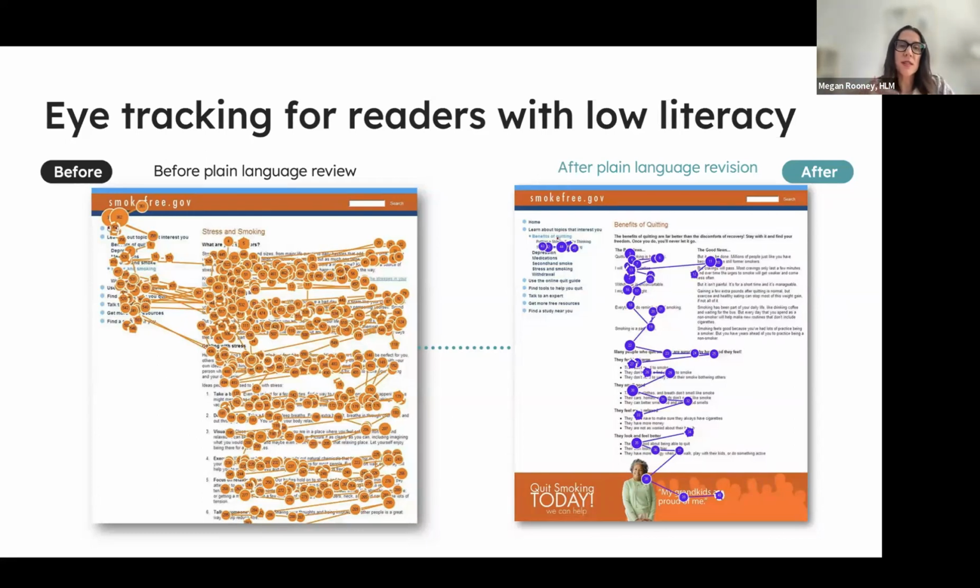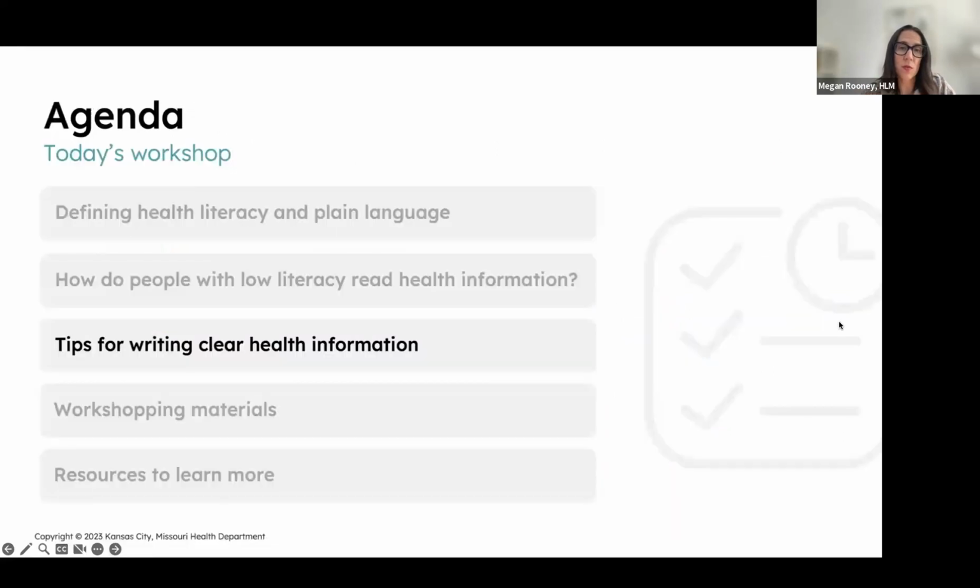On the right, you'll see a plain language revision of one of these pages. And you can see that based on eye tracking, it's a much more organized flow through the document, because that is what plain language does for people. It kind of guides them. So less work on their part to move through the document.